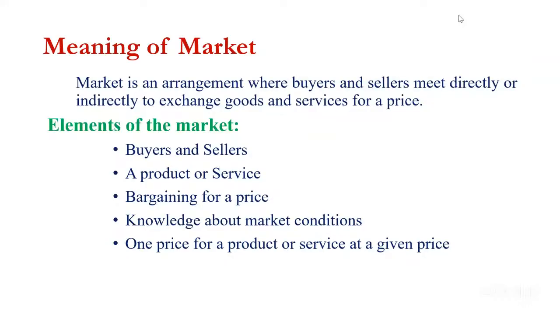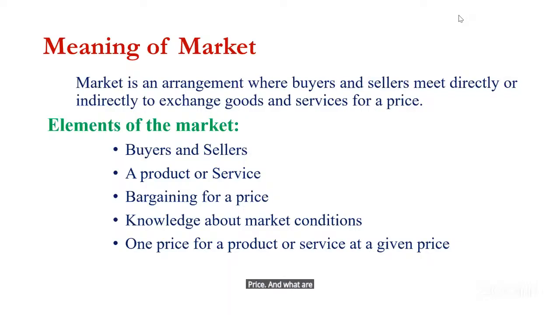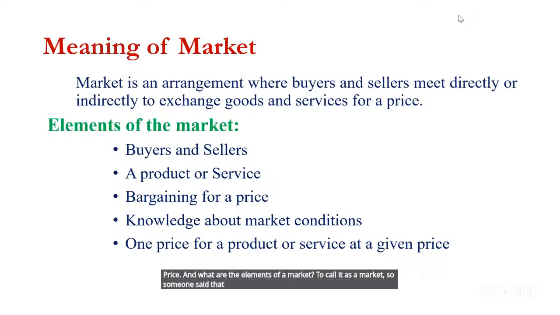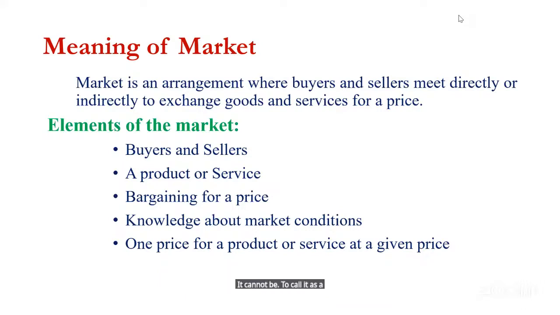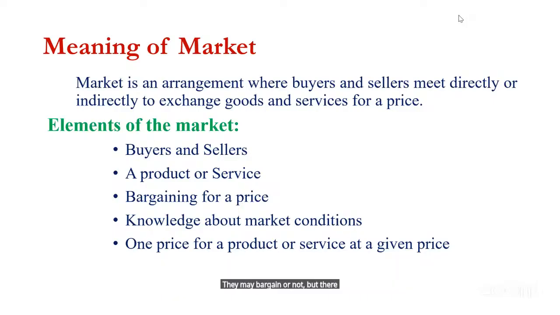So market is an arrangement where buyers and sellers meet directly or indirectly to exchange goods and services for a price. And what are the elements of a market? Someone said it is a consumer's market, not the producers'. It cannot be. To call it a market, there should be both buyers and sellers, a product or a service to buy and sell, and bargaining for a price. There has to be a price. They may bargain or not, but there has to be a price.